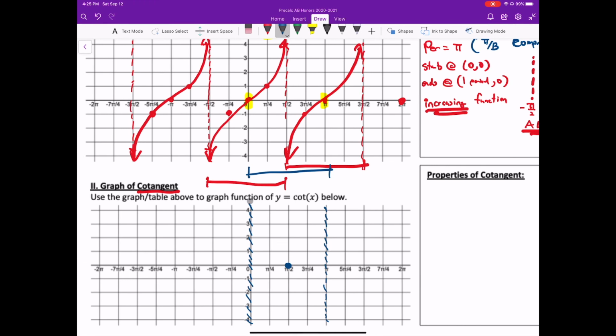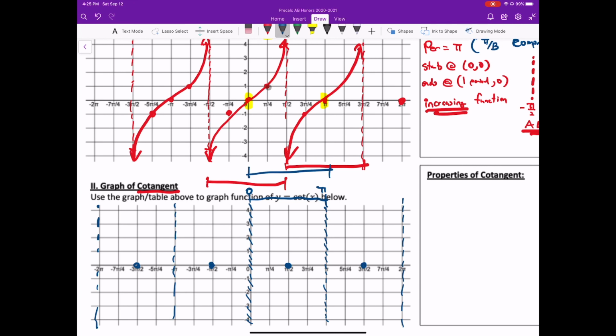Notice that it also has a period of pi. It goes from 0 to pi right here. So every pi, we should expect an asymptote. We might expect another asymptote here at 2 pi, another here at negative pi, another here at negative 2 pi. And in between, here, here, and here, there should be zeros, because that's all the places where tangent is undefined. So where tangent is undefined, cotangent is 0. Where tangent is 0, cotangent is undefined.